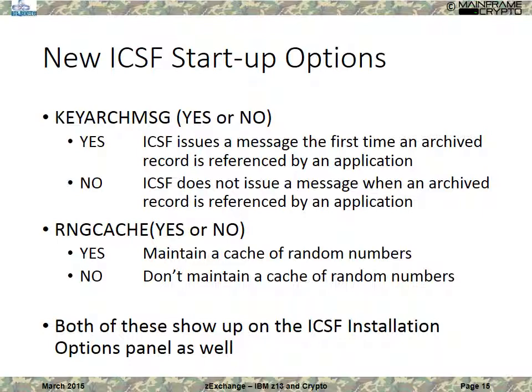Now, for whatever reason, I guess some customers decided they didn't want to take up storage and memory maintaining a cache. You now, in 7.7 Baker 0, have the option of disabling that cache and letting it go back to the way it worked prior to the cache support. Both of those options are reflected on the ICSF installation options panel. So you can go look and see how the environment was configured from the options panel. So let's go to slide 16.